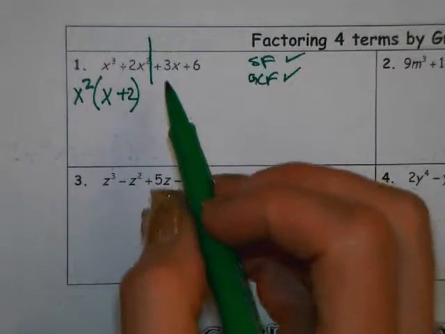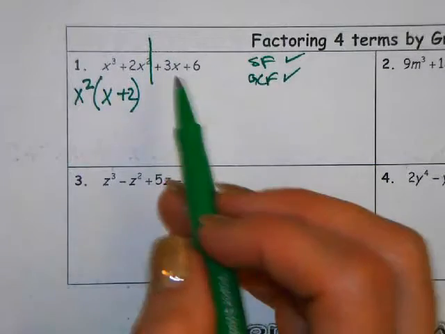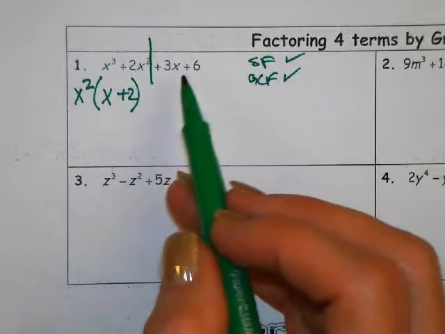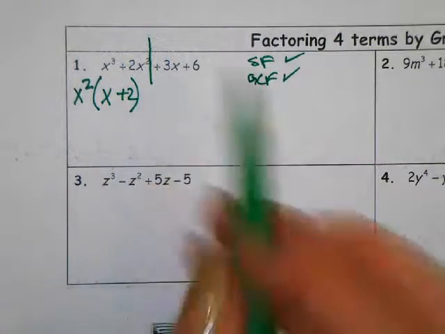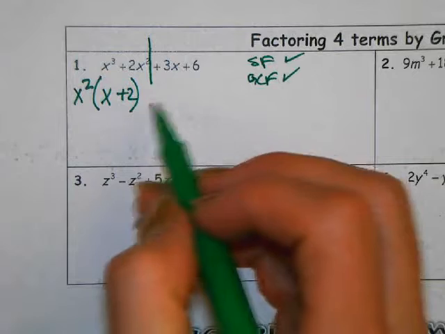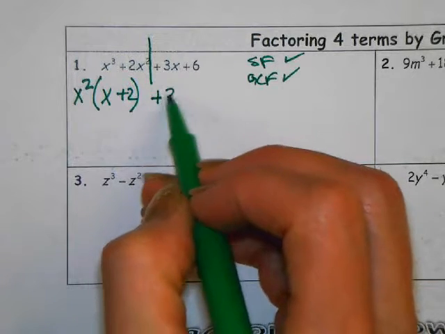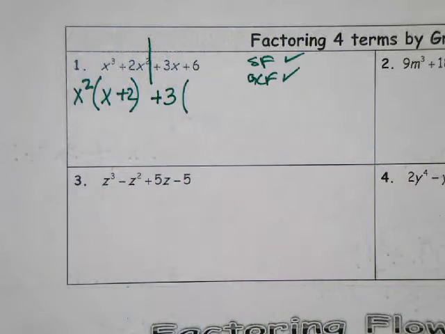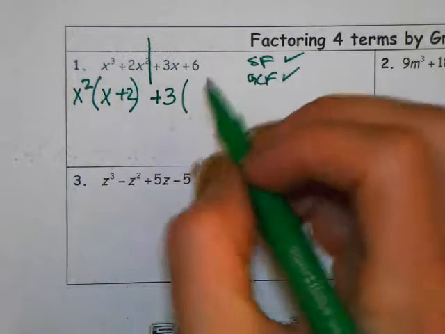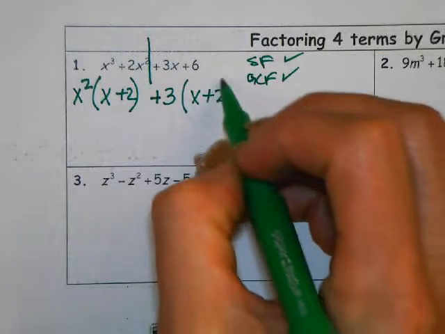So now I'm going to look to the other side. I'm going to ask myself, is there a greatest common factor? Is there anything I can pull out of either one of those? A 3. So I can pull out a 3, so I'll do plus 3. And then what am I left with? X plus 2. Okay.